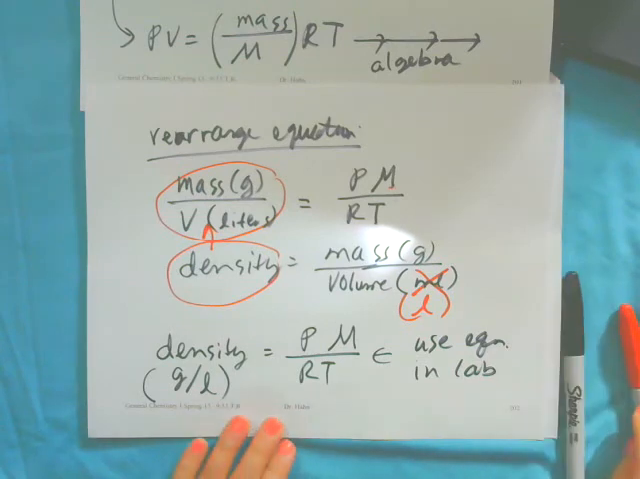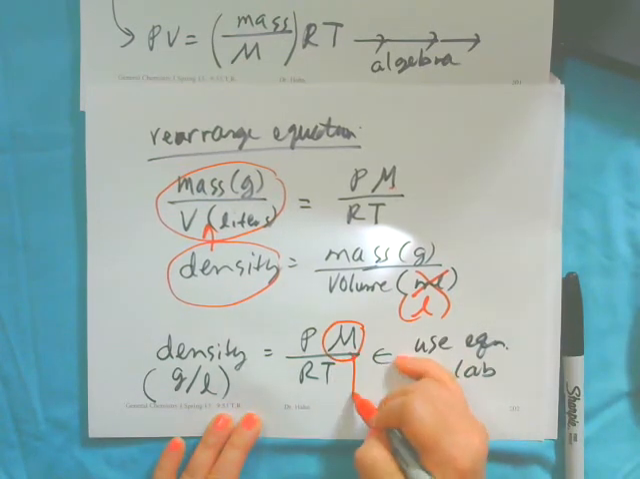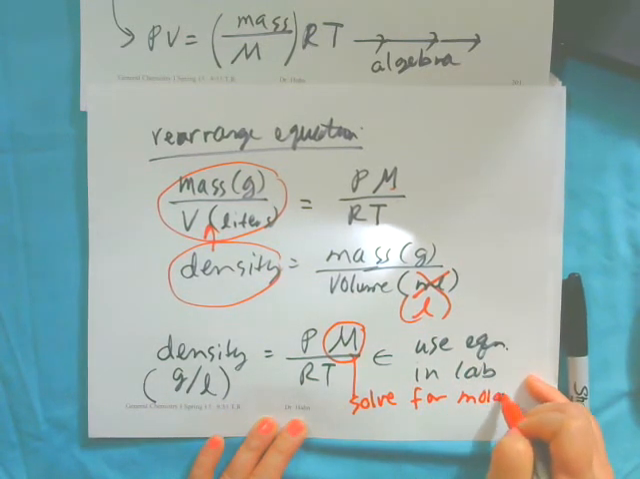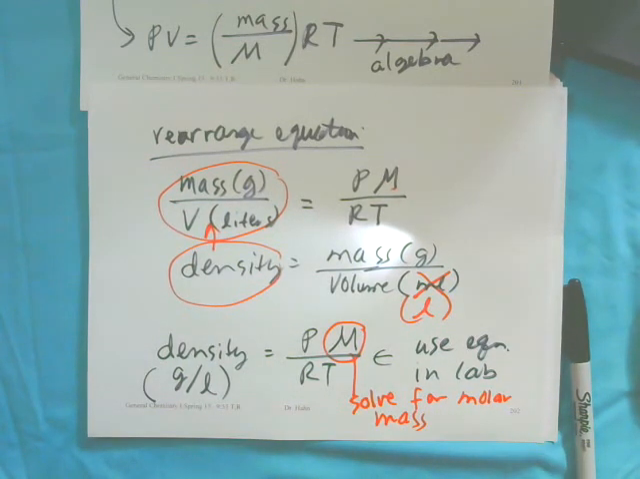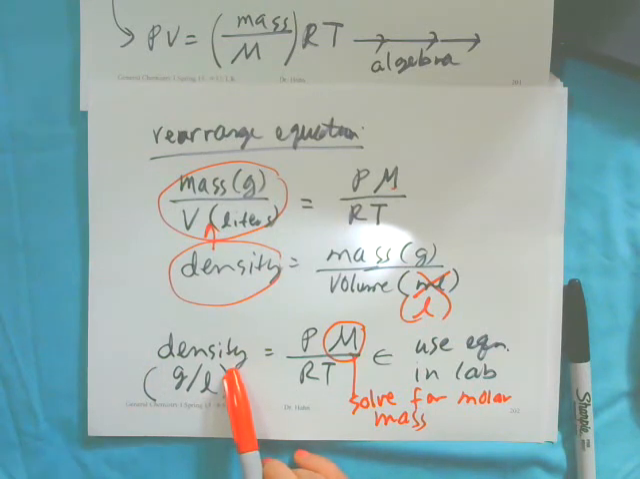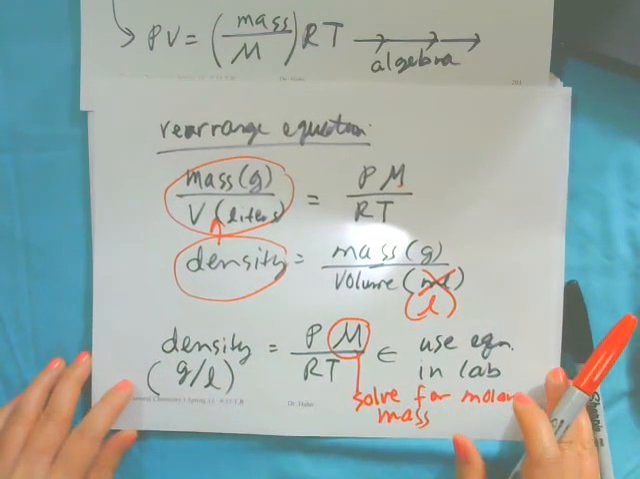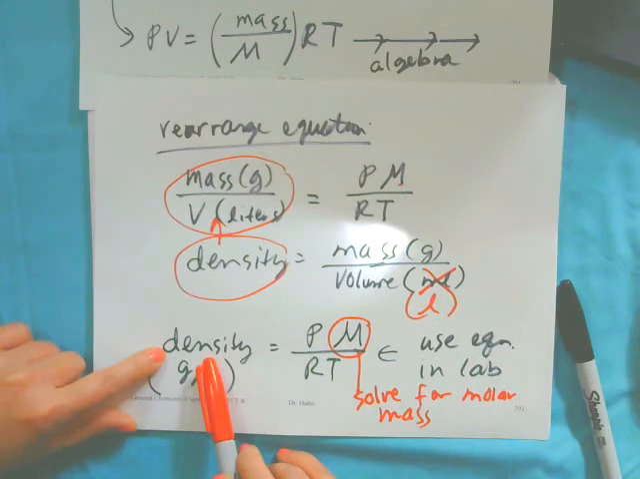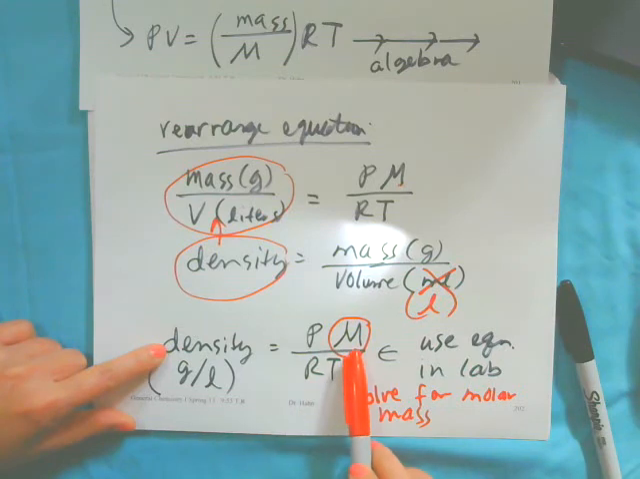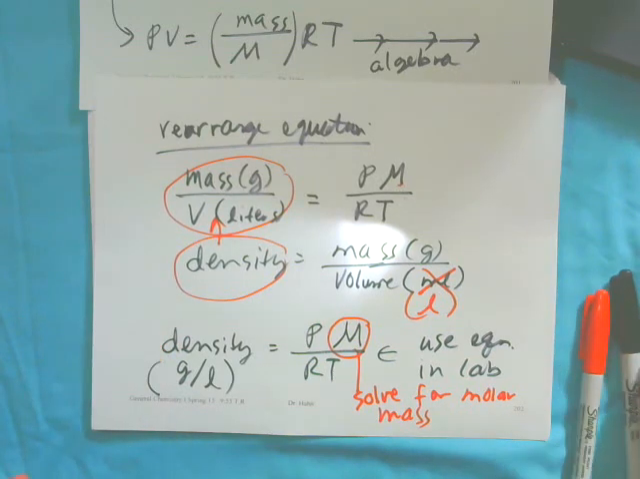And what you're going to do with this equation is solve for molar mass. You're going to be given the density, or you're going to be able to find the density off of a chart in a little program in the computer lab. So you're going to get the density at a given temperature and pressure, you're going to get the pressure, you're going to get the temperature, you have the R value, and you're going to solve for the molar mass. So that's what you're going to do in the lab. Okay, so there we are.